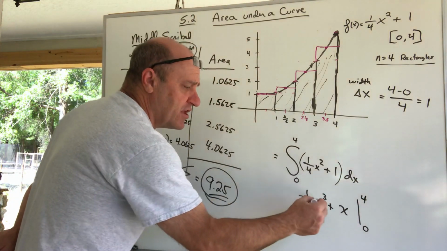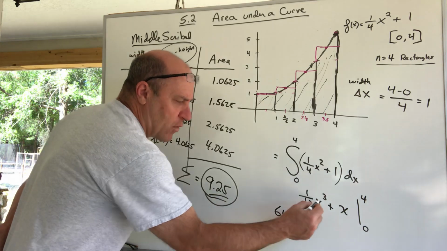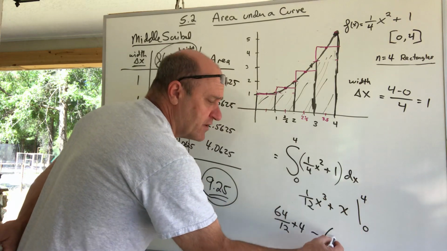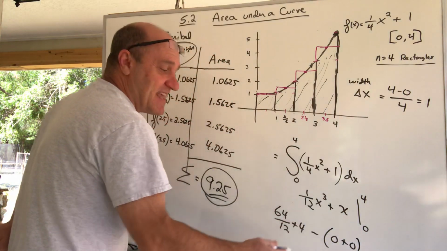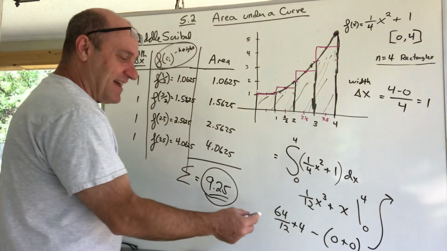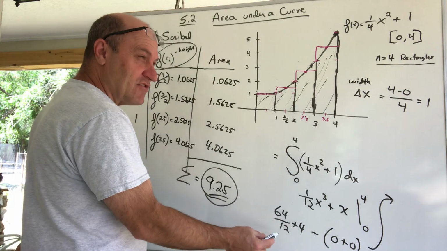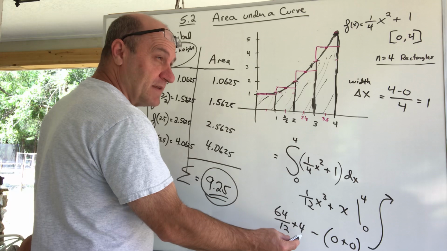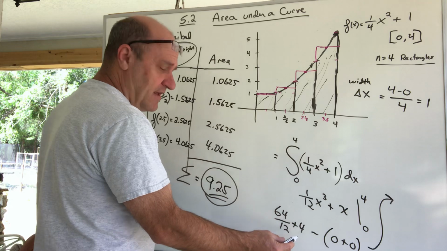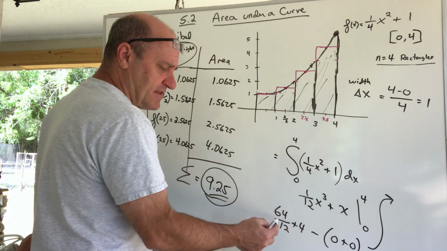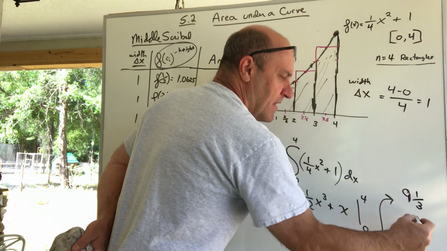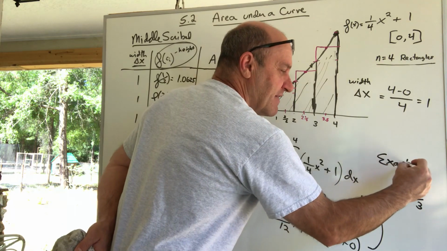And what that means is plug in the 4. You get 4 cubed is 64/12 plus 4 minus, plug in the 0, which is 0 plus 0. And this is the answer, and this is the exact area, whatever 64/12 plus 4 is. Let's do a little reducing. That's 16/3 plus 4. 16/3 is 5 1/3. 5 1/3 plus 4. The answer is 9 1/3. That's the exact area. And you get that by doing an integral.